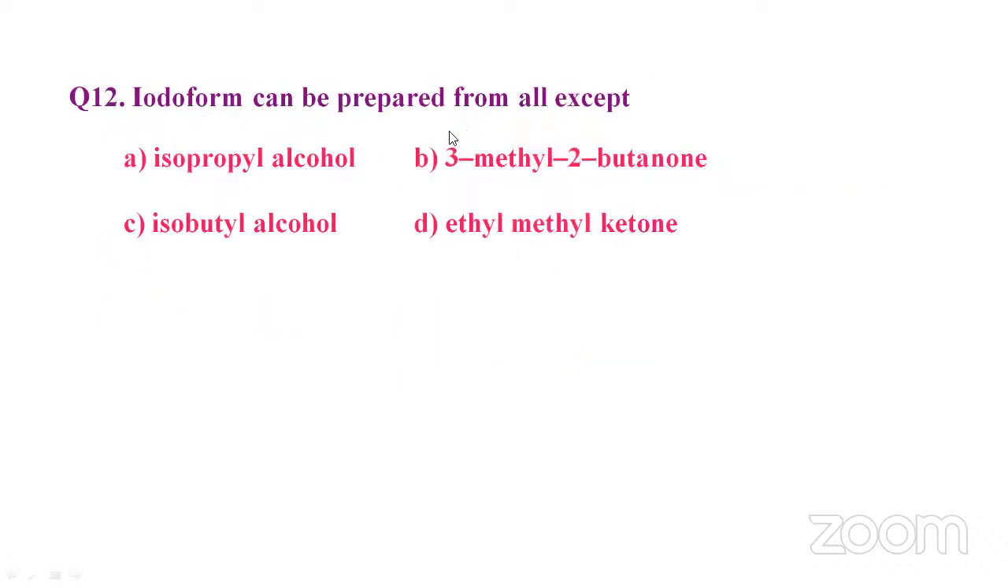Iodoform can be prepared from all except which of the following? Ketone or, okay, so which is it? So I'll write the structures: CH3, CHOH, CH3. This is what? Isopropyl alcohol.